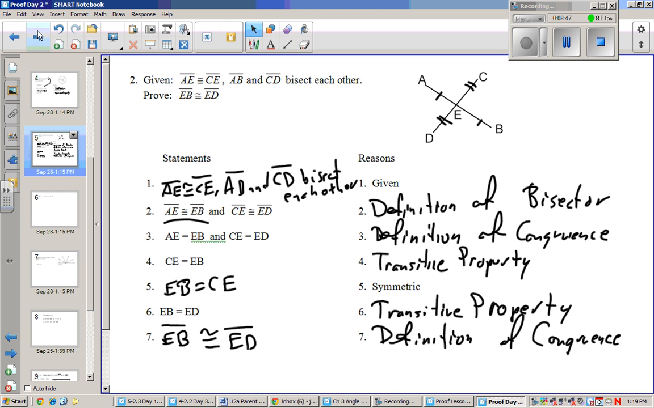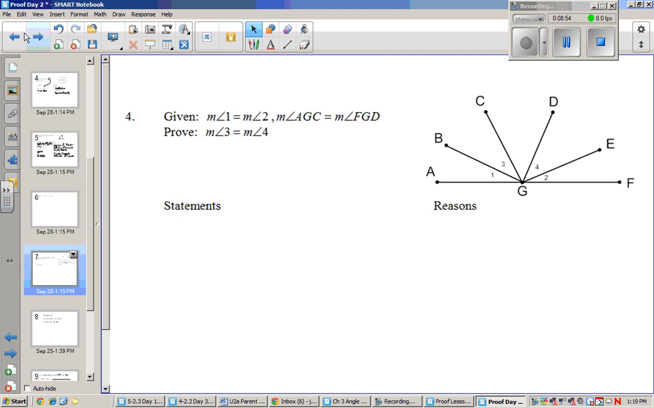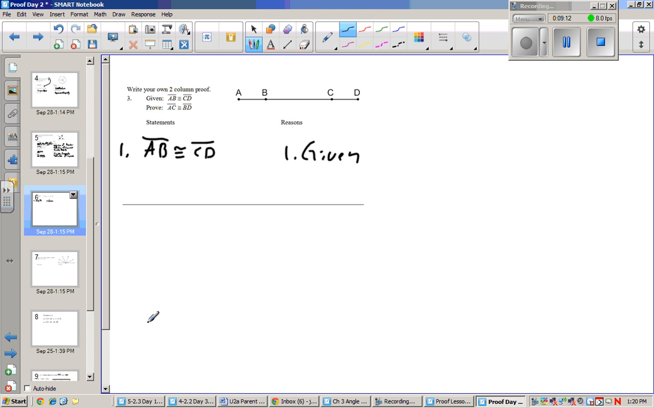All right, I think we have 2 more. Now, these last 2, there's nothing written. We just have to try to do them on our own. So the first thing we want to do is write the given information. So AB is congruent to CD, and that's because it's given. Now the last thing is AC is congruent to BD. So we'll eventually want that.